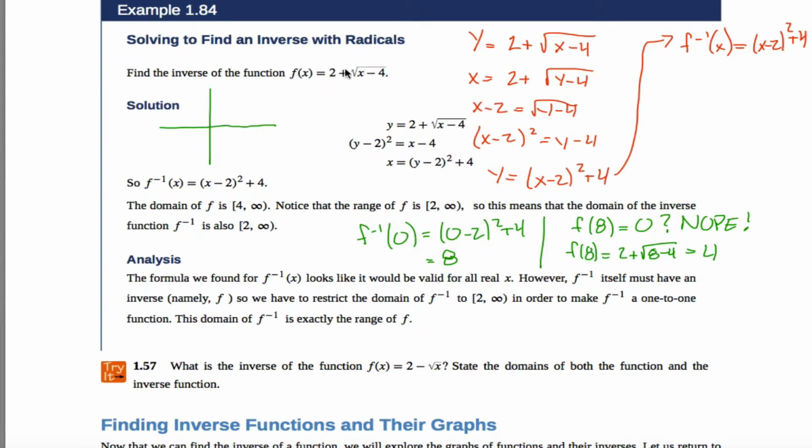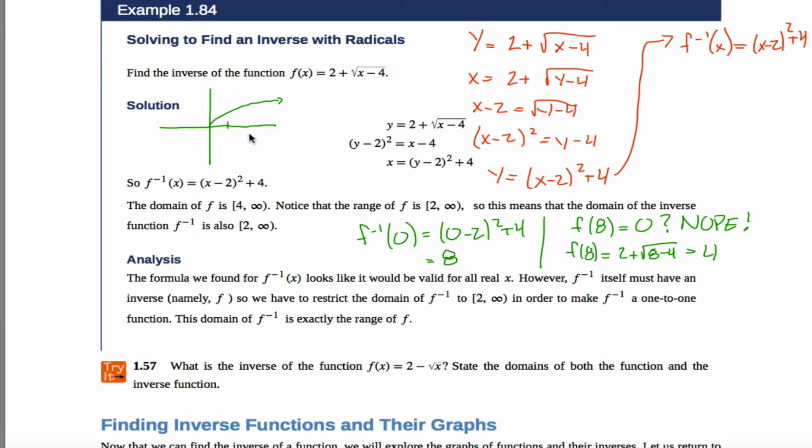I can graph this function because it's really just transformations of one of my toolkit functions, right? The square root of x, I know that looks like this, roughly speaking. And this is going to shift it up 2, and this is going to shift it to the right by 4, because I'm going to subtract negative 4 from each of the x coordinates. Subtracting negative 4 is the same as adding 4.